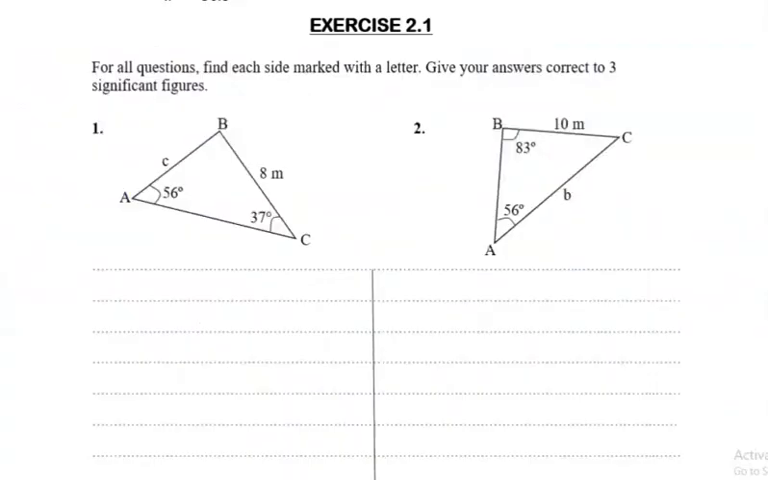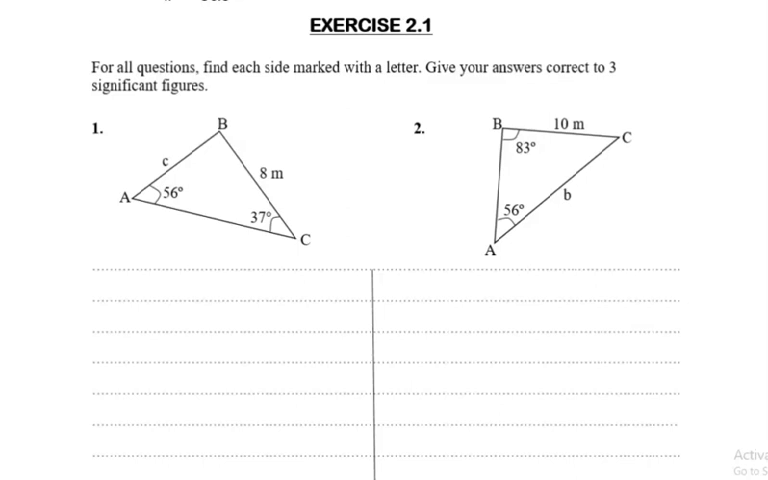This is Higher, Chapter 2. In this chapter, we're going to be going over how to work out the missing sides and angles in non-right angle triangles using sine rule and cosine rule. We're also going to be going over how to work out the area of a triangle when the vertical height is not given.